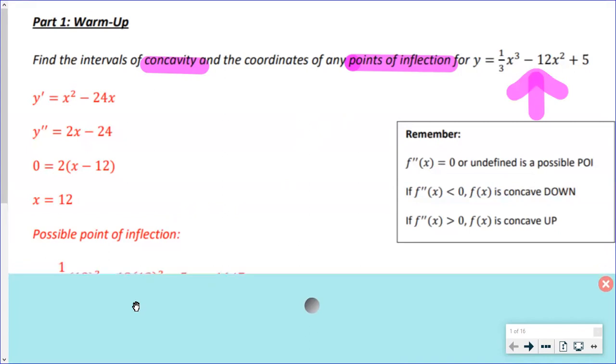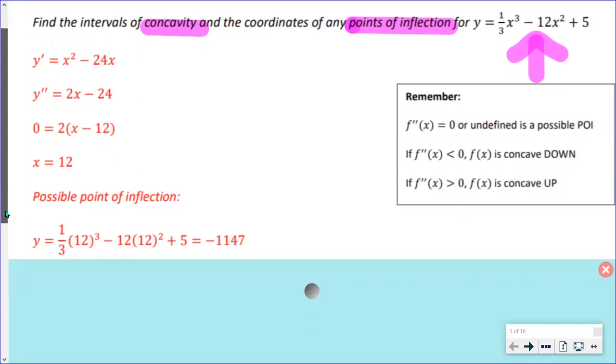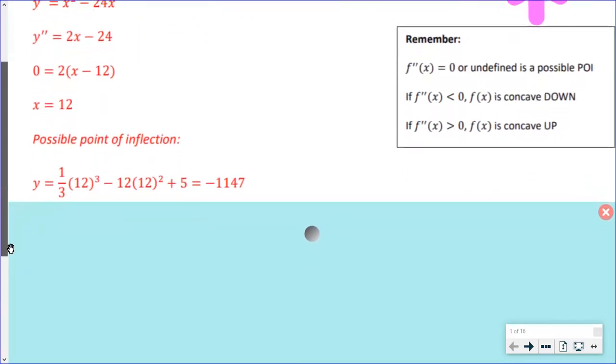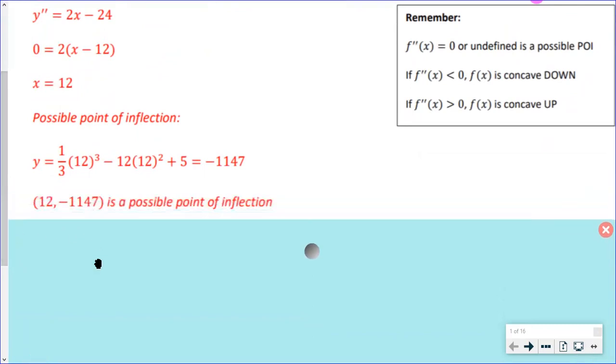So I'm going to take my x is equal to 12 and plug it in to my original function, so 1/3 times 12 cubed minus 12 squared plus 5. So that gives me still a possible point of inflection. On the test, you really cannot state that something is a point of inflection unless you have proven this with our sign table. Now, just some reminders from last time that when the second derivative is equal to 0, we have an undefined or possible point of inflection.